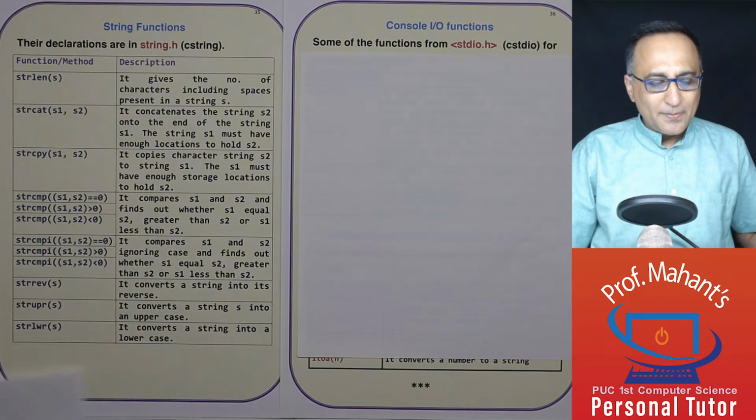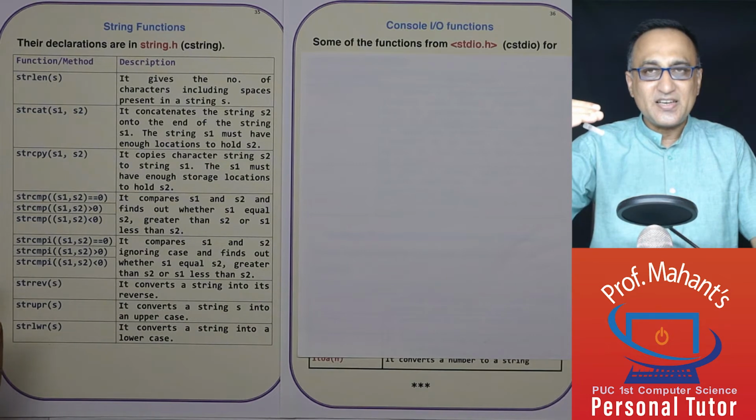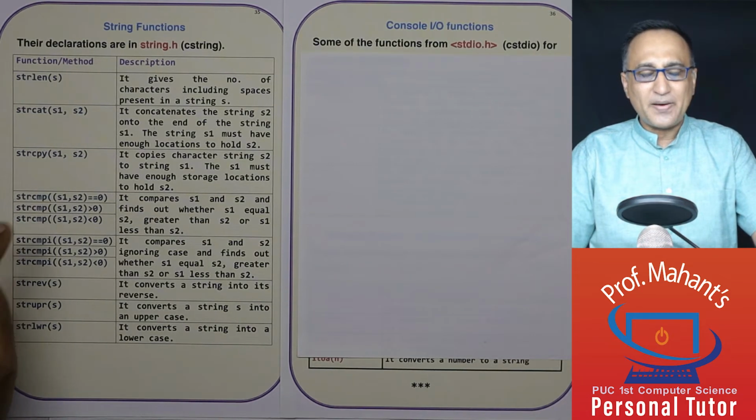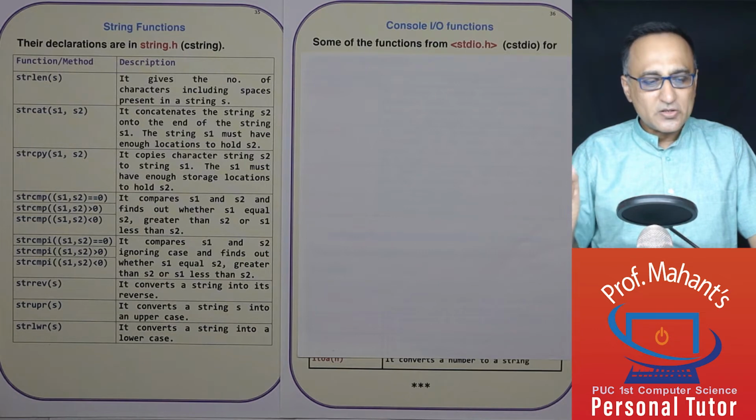If you want to compare strings, like if you have seen the dictionary, names are arranged alphabetically. That is all achieved by using comparison. For example, how do they compare? Based on their ASCII value. The ASCII value of capital A is less than small a. Therefore, any name starting with capital A is going to come before any name starting with small a.